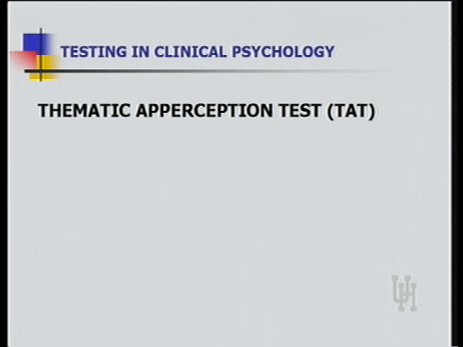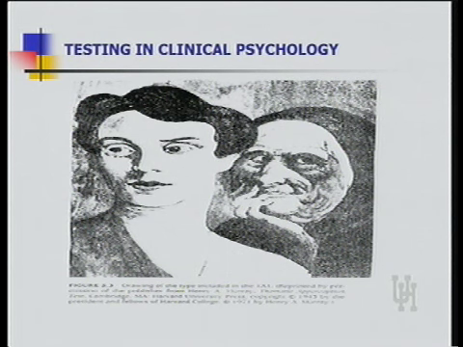The instructions you give with this are: I'm going to show you a picture, and I want you to tell me what you see right now, what led up to the events in the picture, what is going on currently, and what will happen in the future. And then you also ask the person to give you the thoughts and feelings of the characters. Okay, now, here is a TAT picture. This is actually right out of your textbook. This is, by the way, a real TAT card, and the test publishers have allowed this to be used. Okay, so here we are. I want you to tell me what you see, what led up to the events in the picture, what is currently going on, what's going to happen in the future, and what these people are thinking and feeling.